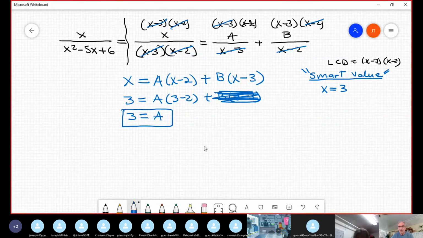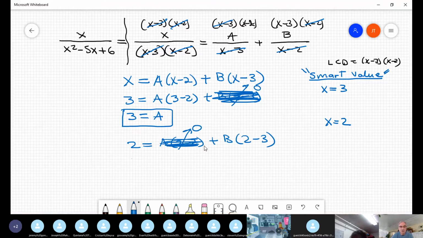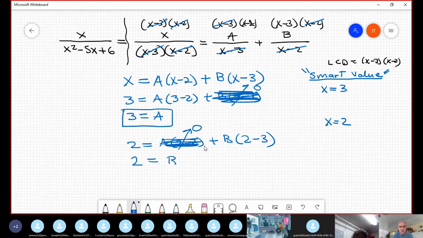Okay? Another smart value is x equal to 2. When you plug it into the original equation, we have 2 equal A times (2 minus 2), which is 0, plus B times (2 minus 3). 2 minus 3 is... that part is gone, 0. The other way, so it's 2 is equal to B times (2 minus 3), and 2 minus 3 is negative 1. Therefore, B is negative 2.